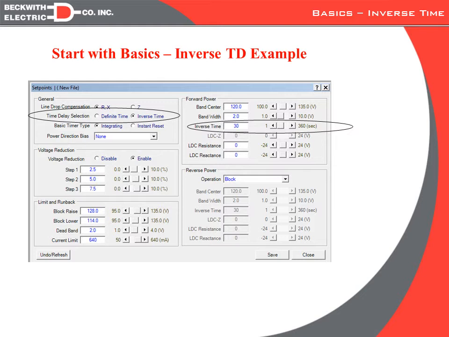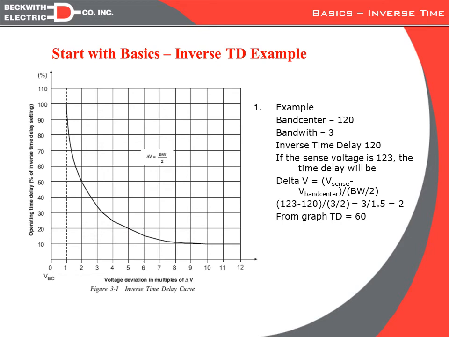In the case of the inverse time with a regulator or LTC control, the further the voltage is outside of band, the faster it's going to time. And that time is a fixed curve inside the control. So this is the curve, and you can notice that half of the bandwidth will cut the time delay in half for every half it's out. So basically what this says is, if the voltage is not that far out at all, we're going to do the full time delay. But as the voltage gets further and further out of band, we're going to keep reducing the time delay to a minimum of 10% of the setting.